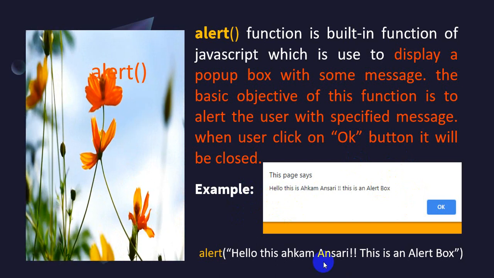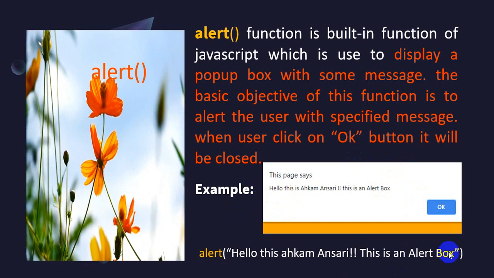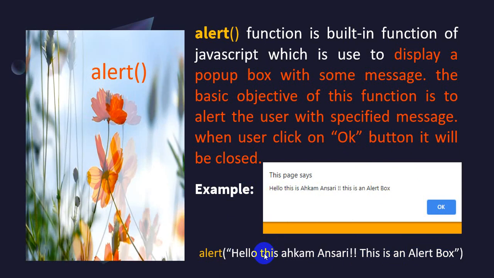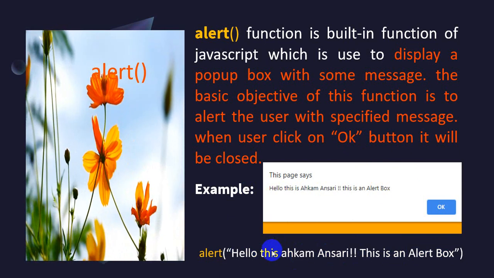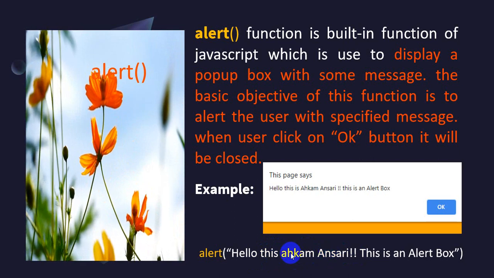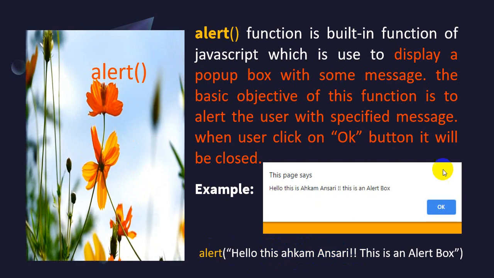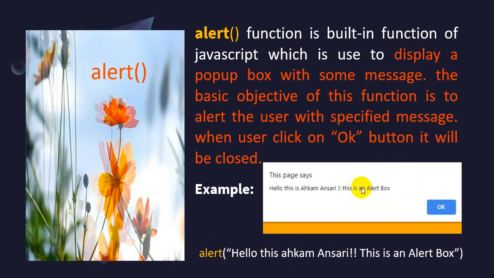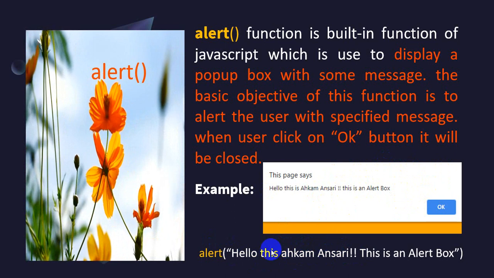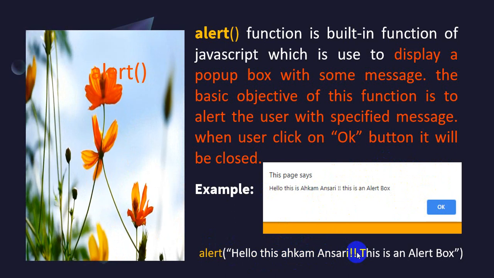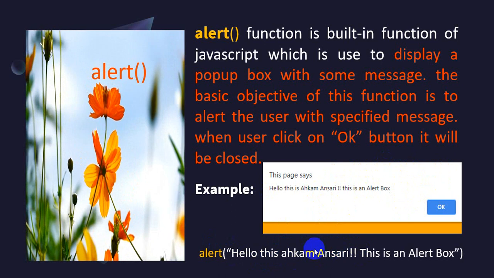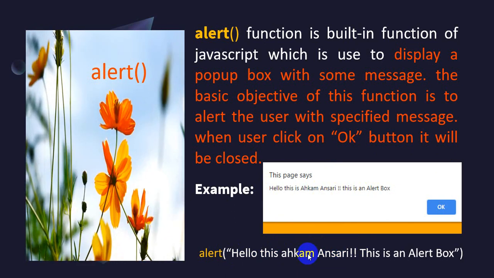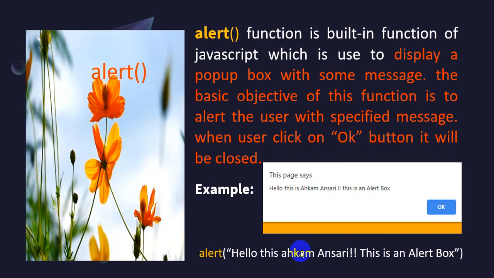Okay, and inside that you have given some message. You can even perform some arithmetic operation, or display some value. An alert box will always display a pop-up box with some message. This message can be of any type: a number, an integer, a string, or a boolean value, true or false. You can pass any type of value inside that alert box.